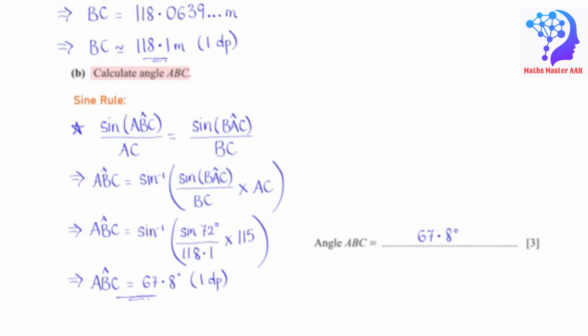Calculate angle ABC. To find angle ABC, we can apply the sine rule. This gives us sine of angle ABC divided by AC is equal to sine of angle BAC divided by BC. When we make angle ABC the subject, we have sine inverse of sine of angle BAC divided by BC times AC. Angle BAC is 72 degrees, BC is 118.1 and AC is 115. When we type this into the calculator, we get angle ABC equals 67.8 degrees, correct to 1 decimal place.